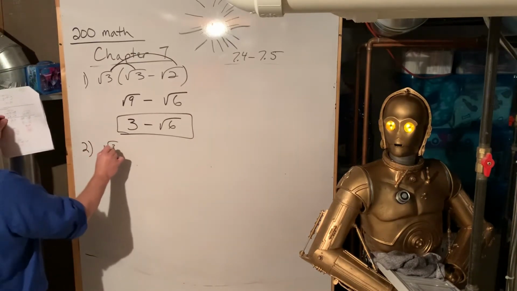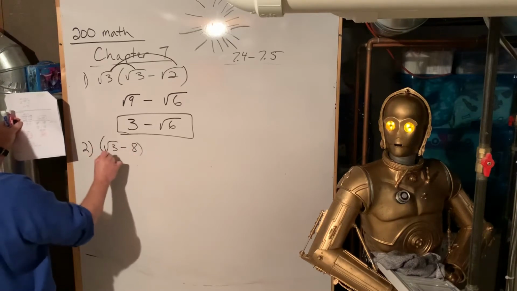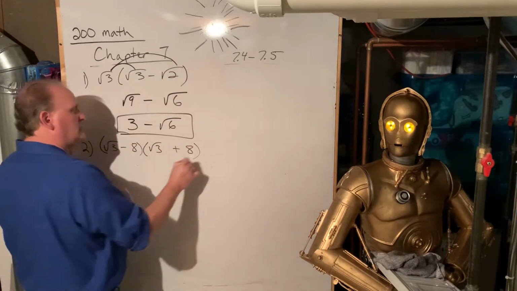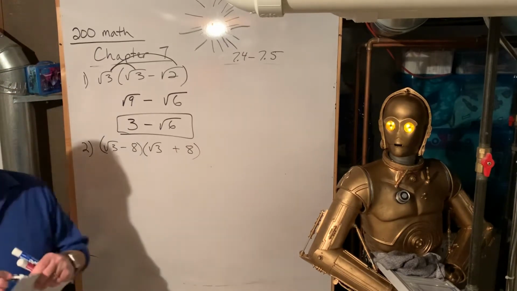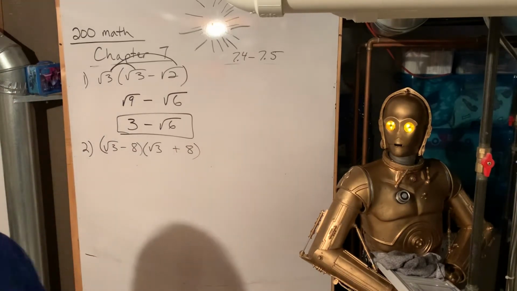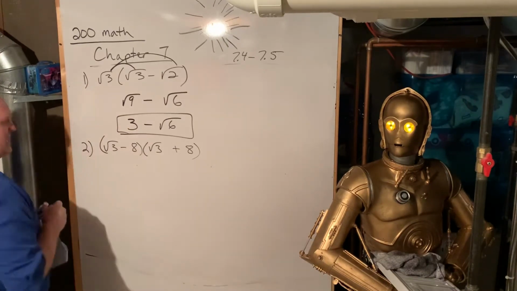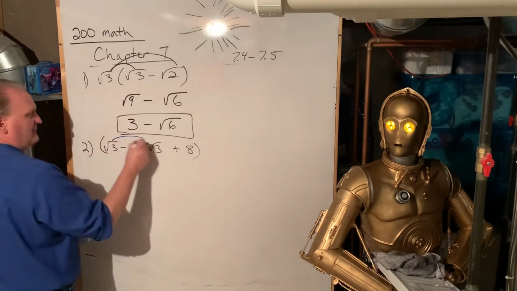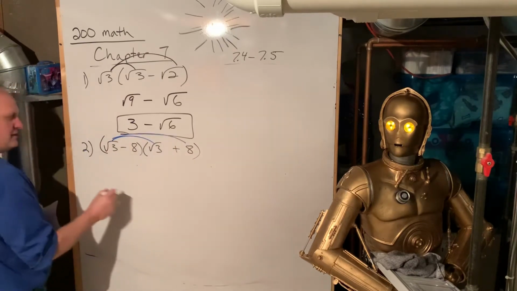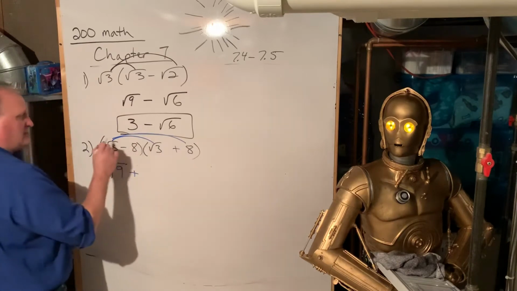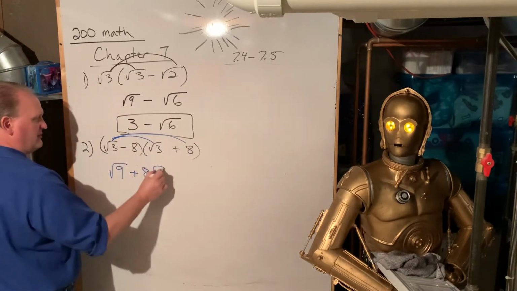We've got the square root of 3 minus 8 times the square root of 3 plus 8. Oh, okay. So for those of you with really good memories, we have the special name for a binomial that looks like that. It's called a conjugate. So we're going to multiply the conjugates. Hopefully you kind of remember what happens when we multiply conjugates with one another. The square root of 9 plus, when I take 8 times the square root of 3, I just write it as 8 square roots of 3.